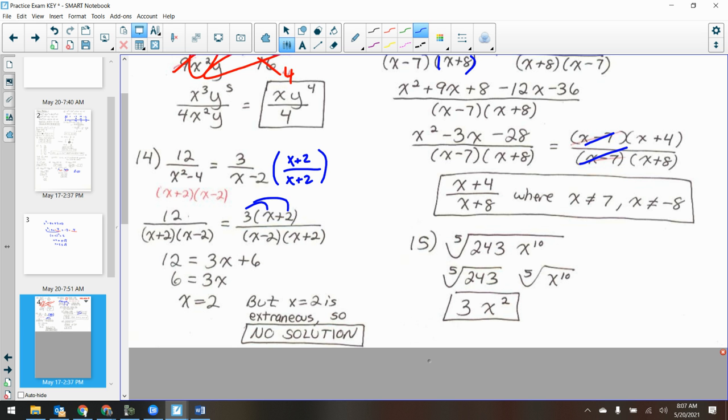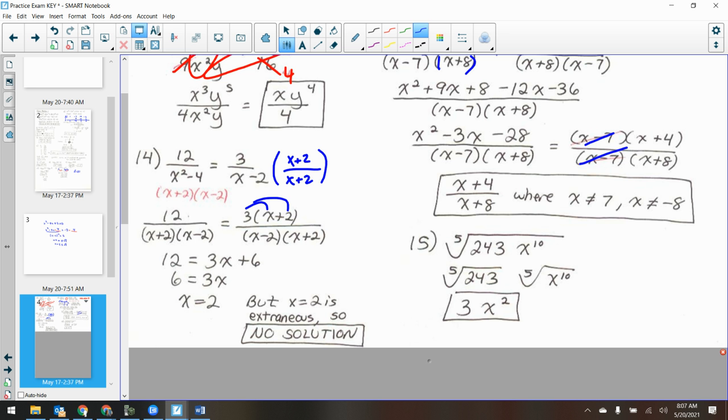We got the answer up there to 15 as well. I just spoke to it. The fifth root of 243x to the 10th is 3x squared. Remember, you take the fifth root of 243, just make a factor tree, reduce it all down, look for a set of 5. That's 3. And then the fifth root of x to the 10th, that's just division, right? 10 divided by 5 would be 2, so x squared. Yeah, good one, right?